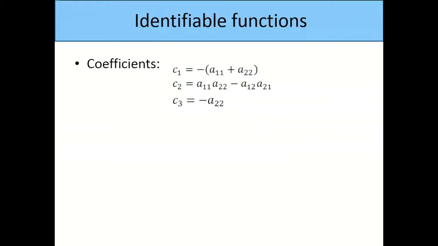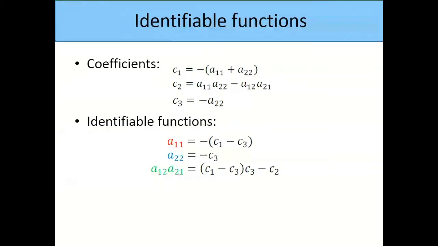Okay, so we have these 3 coefficients. What are some nice simple functions that are identifiable? It turns out these monomials, a11, a22, and a12 times a21, are identifiable because they can be written as functions of my coefficients. So they're clearly algebraic over this field of functions in my coefficients. Sorry, one question: is your goal also that you can somehow rewrite the original system using what you're going to find? Yes, exactly.